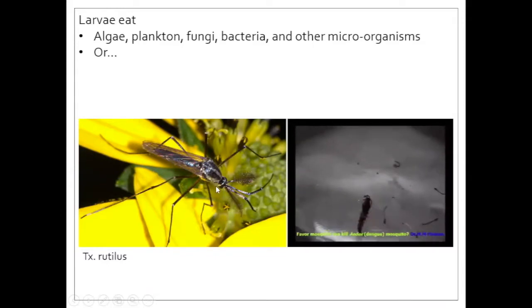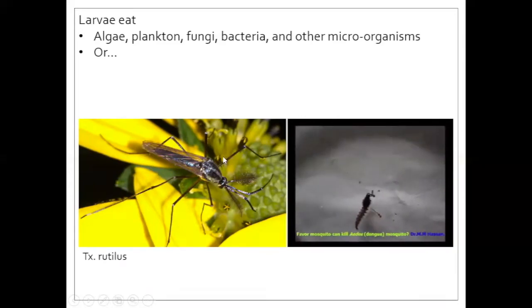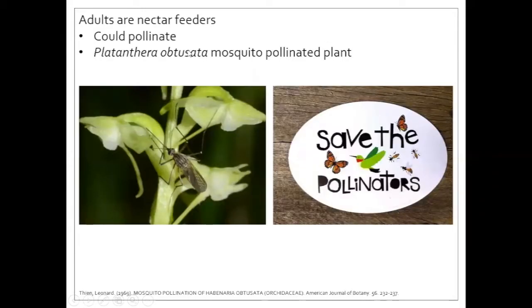As an adult, this elephant mosquito only takes nectar. So you might think of it maybe as the coolest mosquito because it could pollinate as an adult and then it eats mosquitoes as a baby. All adult mosquitoes, with a very few exceptions, are nectar feeders, which means that they could be pollinators. And in the case of this one orchid called Platanthera obtusata, this is primarily a mosquito pollinated plant. There are some moths that will pollinate this plant, but it's mostly mosquito pollinated. So they could even be considered a pollinator to some extent.